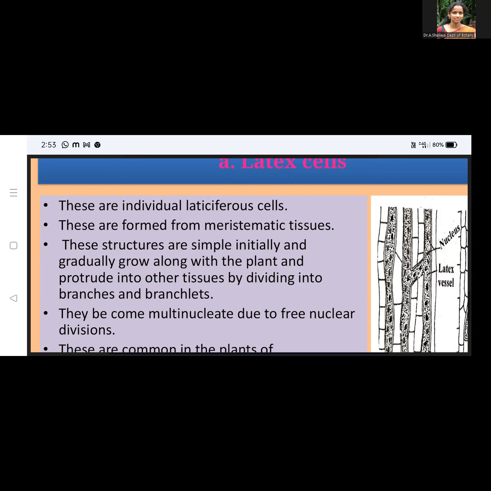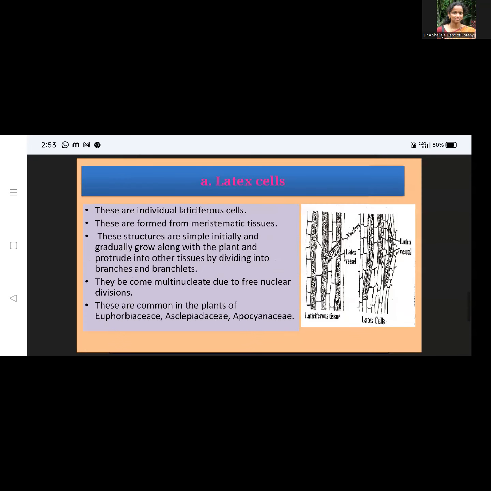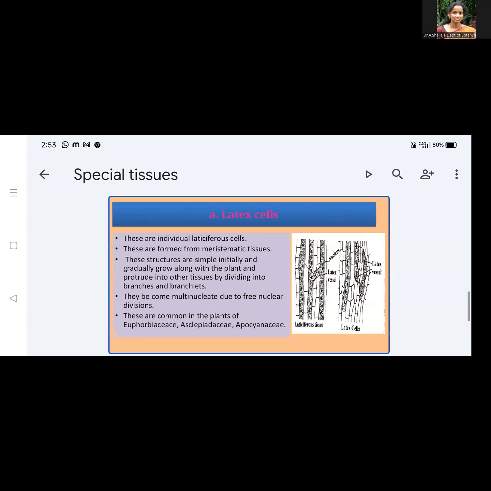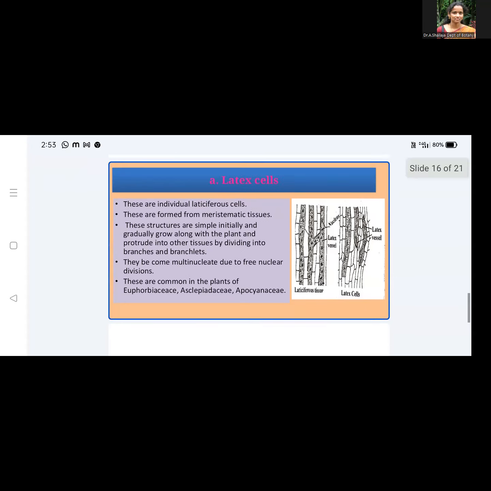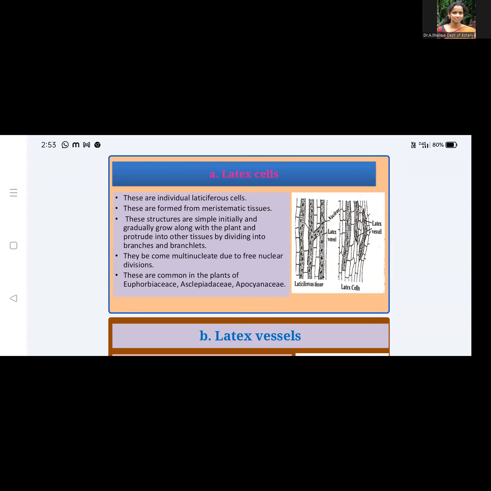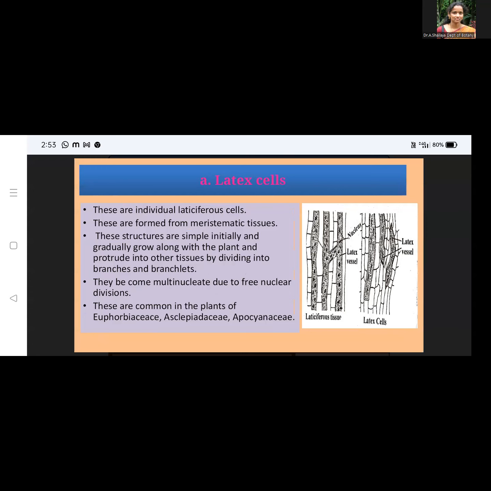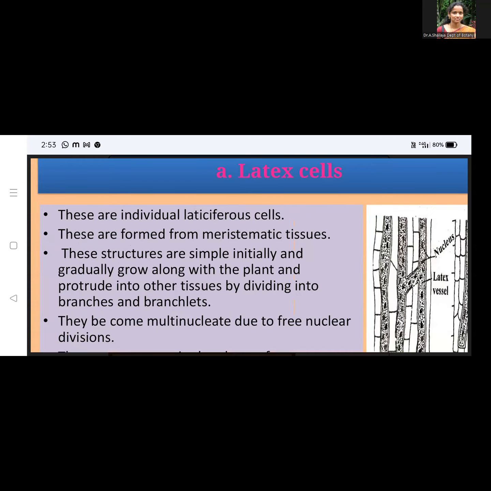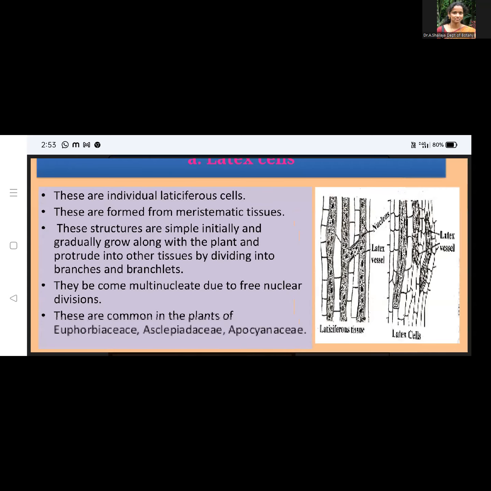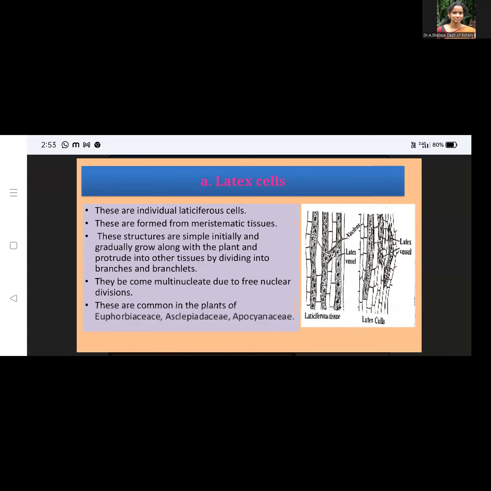Example for articulated: Composite. See here, latex cells and latex vessels. In this diagram we can see latex cells and latex vessels. Latex cells are individual. These are formed from meristematic tissues. These structures are simple initially and gradually grow along with the plant. You can see the structure of the cells in this picture. They become multinucleate due to free nuclear divisions. These are common in plants of Euphorbiaceae, Asclepiadaceae and Apocynaceae.